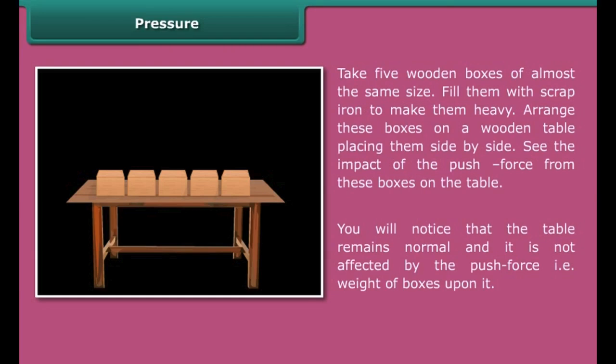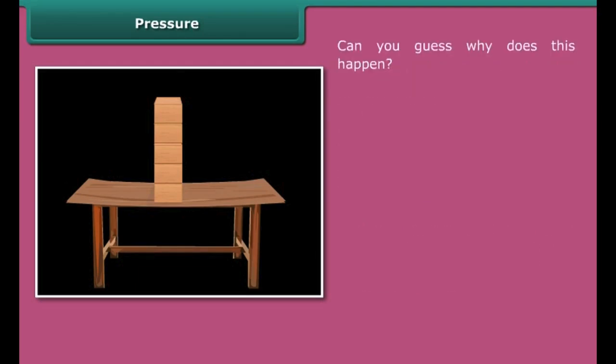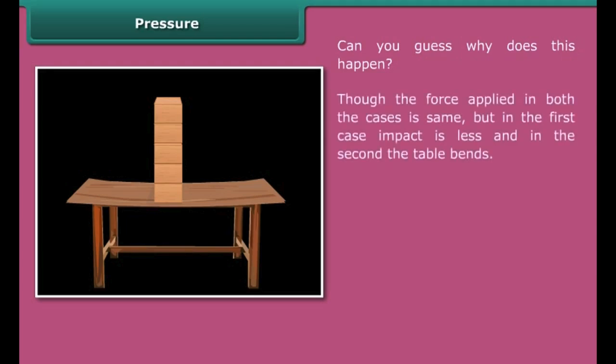of boxes upon it. Now, rearrange these boxes on the same table, placing them towards the center and one over the other. Now see the impact. In this arrangement, the table either bends or breaks under the weight of boxes. Can you guess why this happens? Though the force applied in both the cases is the same, in the first case, impact is less, and in the second, the table bends.